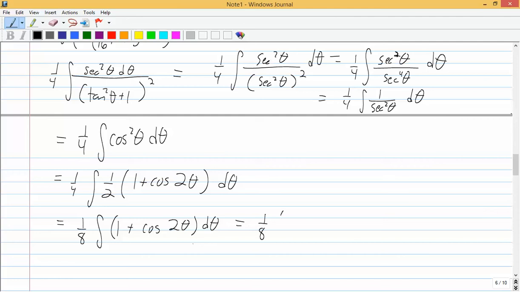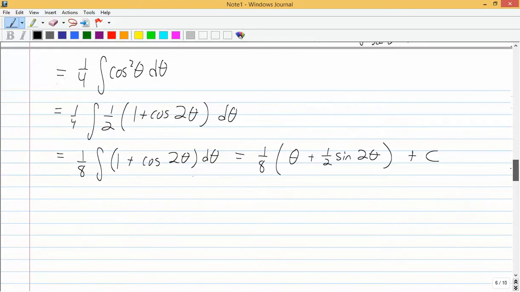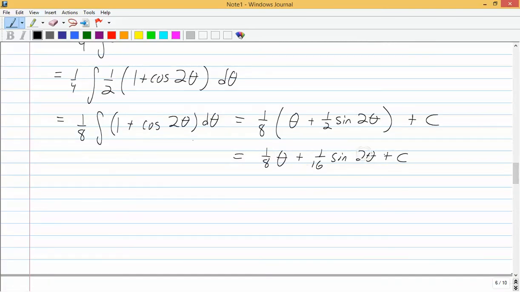So that's 1/8 times, what's the integral of 1? Theta. What's the integral of cosine 2 theta? Not the derivative, the integral. 1/2 sine 2 theta plus c. Alright, so I have 1/8 theta plus 1/16 sine 2 theta plus c. Now, I don't want to leave my answer like this.